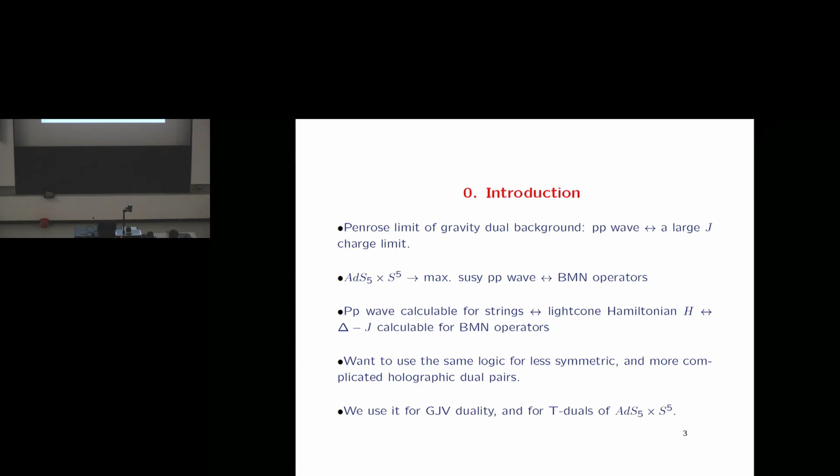So the two examples, as I said, will be this duality found by Guarino, Jafferis, and Varela, and the T-duals of the standard one. This duality corresponds to a warped and squashed AdS4 × S6, and on the other side, a three-dimensional N=2 super Yang-Mills-Chern-Simons theory at some IR fixed point.